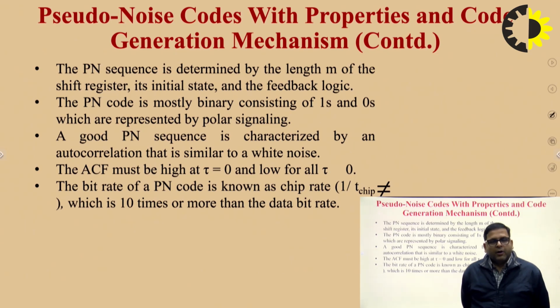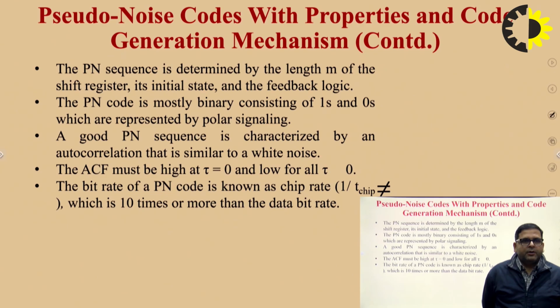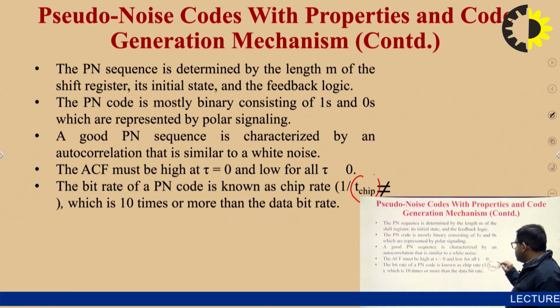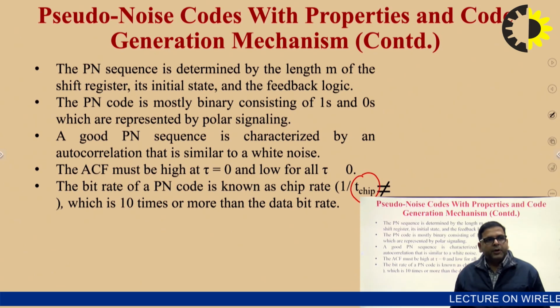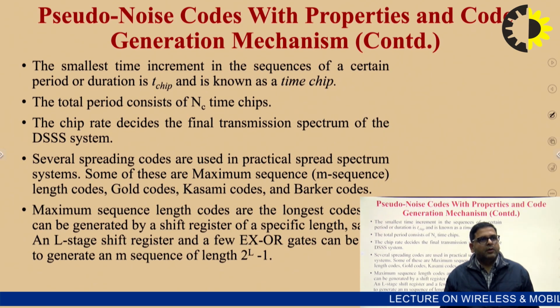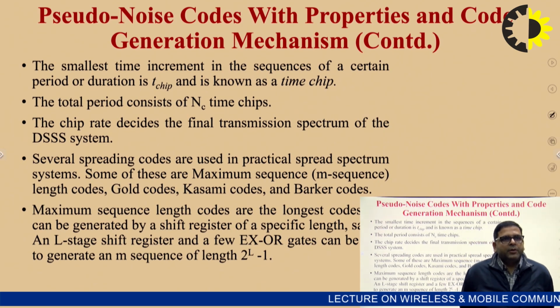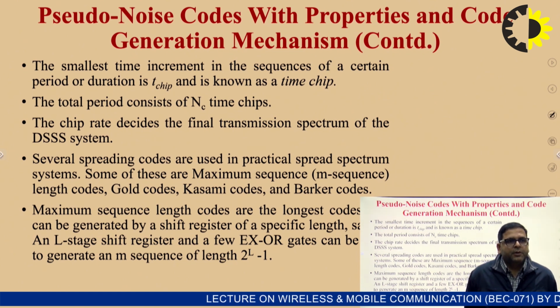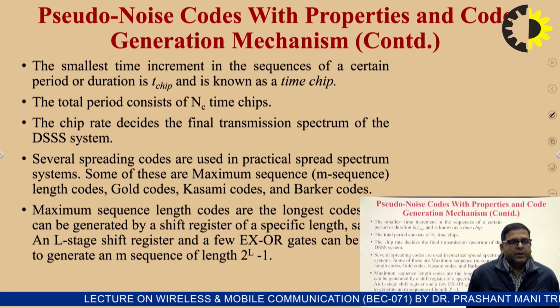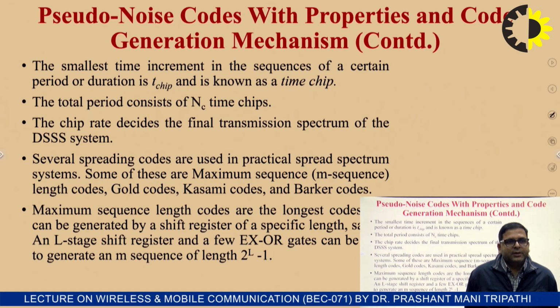The bit rate of a PN sequence is known as the chip rate, and it is 10 times or more than the data bit rate. The chip rate is defined as 1 by T chip, and T chip is the duration of one bit in the PN sequence. The smallest time increment in the sequence of a certain period or duration is T chip, and it is known as time chip. The total period consists of NC time chips.